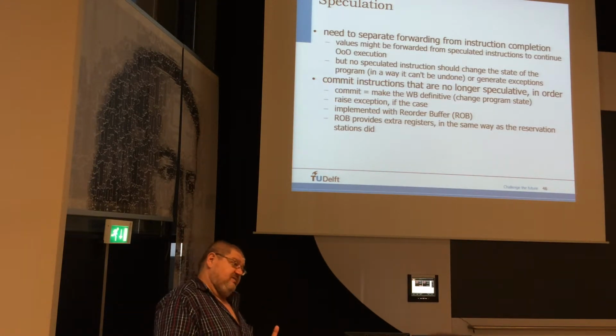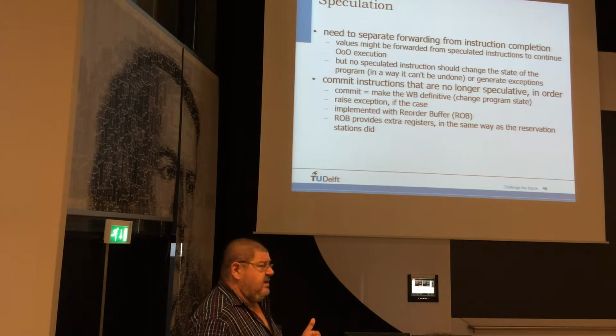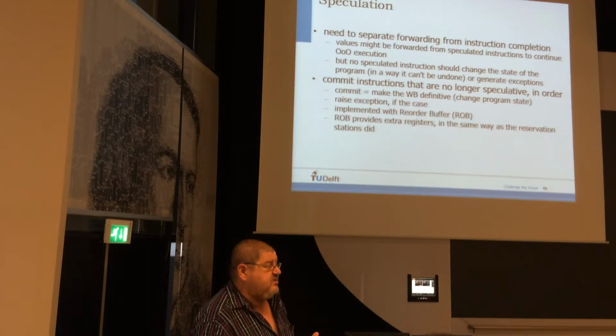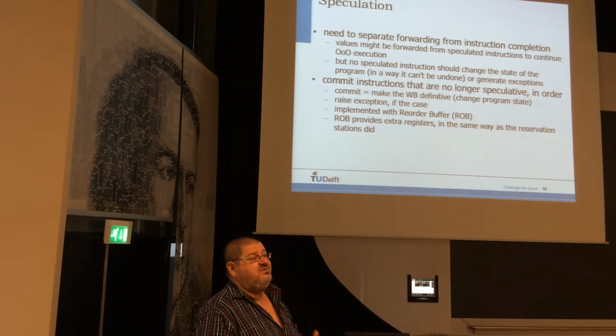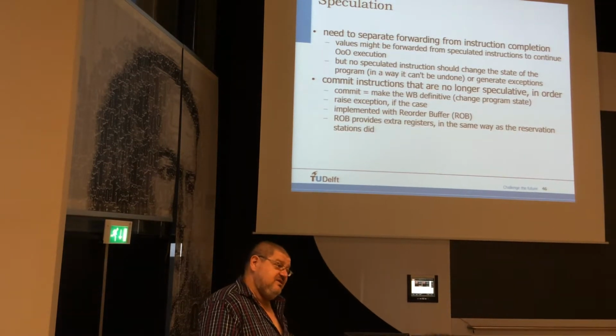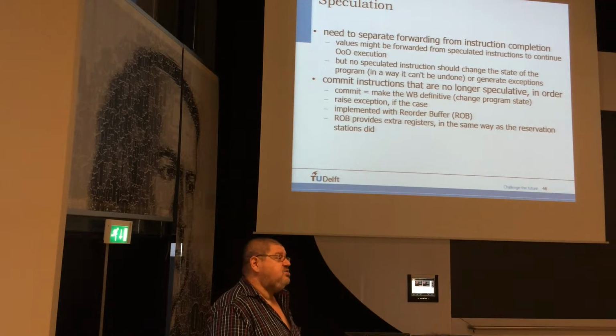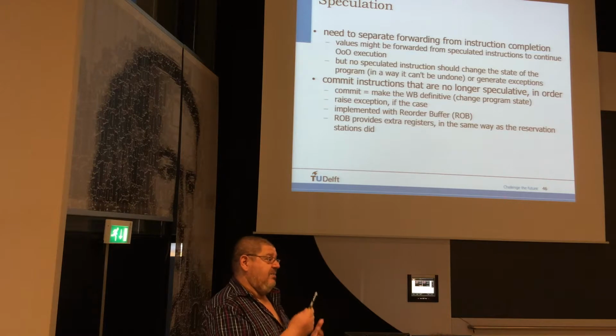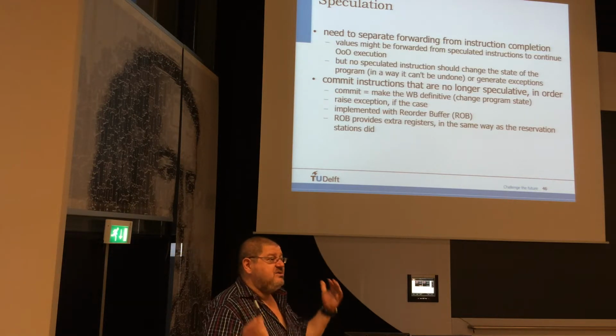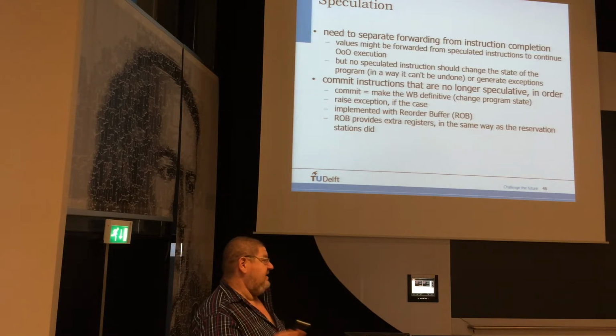If the branch was predicted taken, but it was not taken, what I will do is I will take all those instructions which were executed in a speculative mode, I will throw them away, I will clean the pipeline, and I will start now the execution in the other direction.